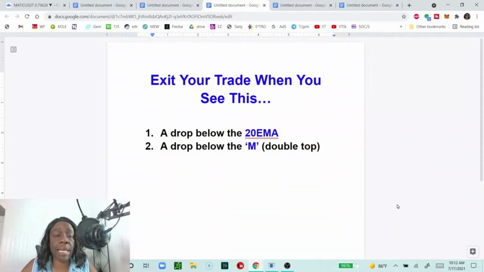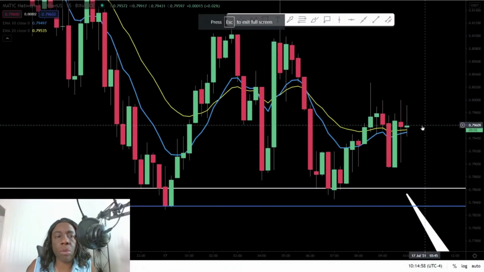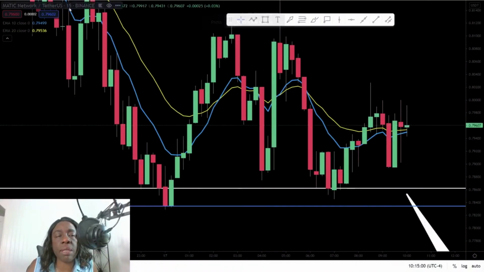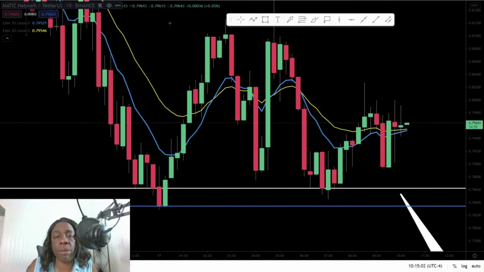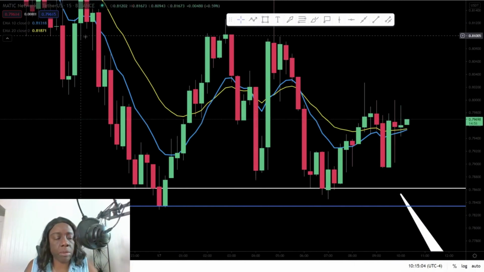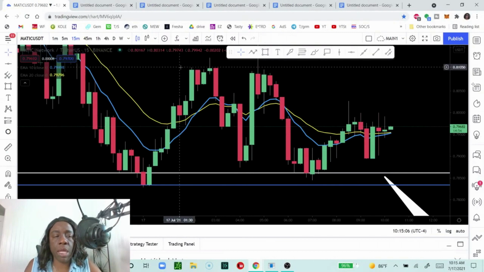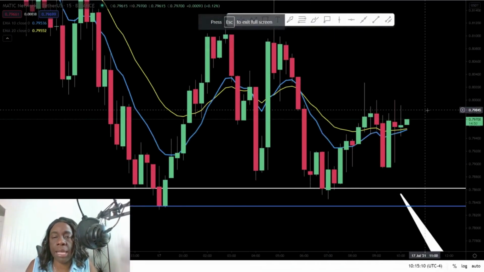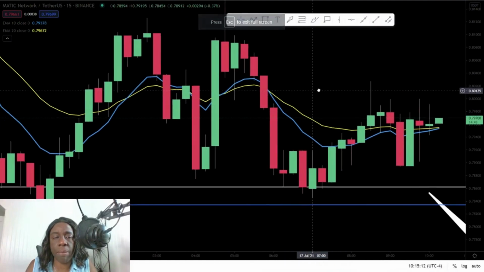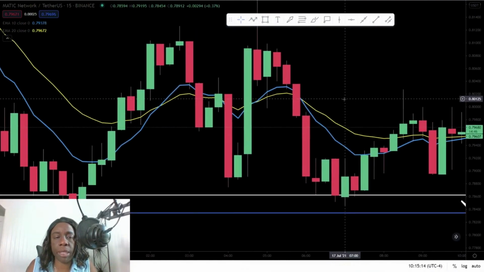The second thing is a drop below a double top. Oh, I like this one. So I'm on a 15-minute time frame, and on this 15-minute time frame, I'm going to attempt to draw what looks like a double M. Okay, here goes.